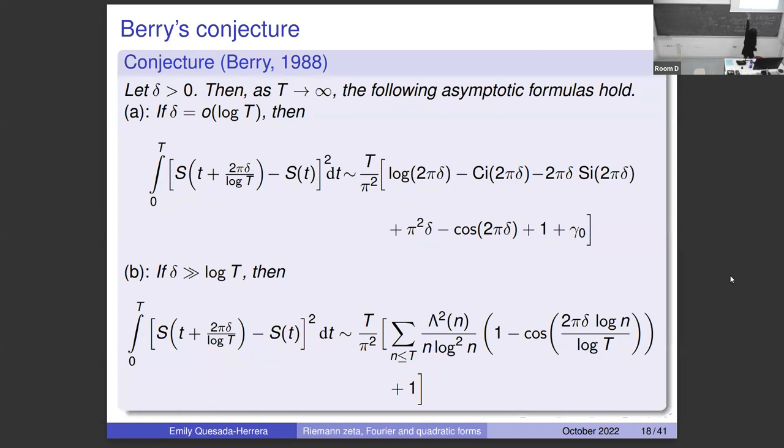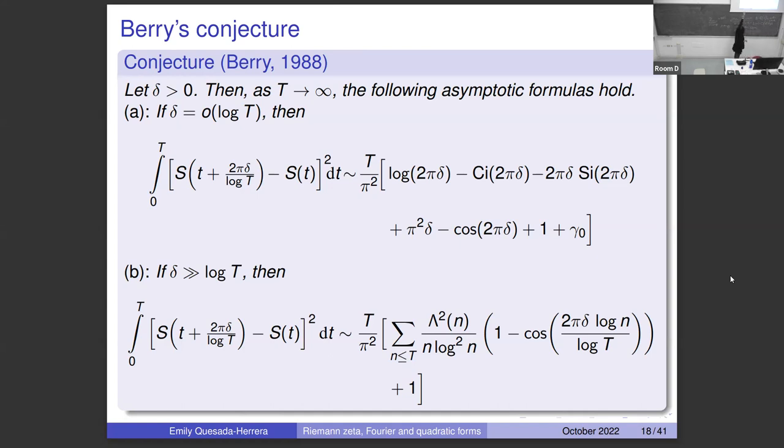The important part is that we have two parts. We have some shape, little delta. This little delta is the size of the interval that we're trying to study, normalized. If the interval is very small, this is the first part, part A, and Berry conjectures some behavior. What is interesting is that the behavior in part A is exactly what we obtain from random matrix theory. And that's the important part.